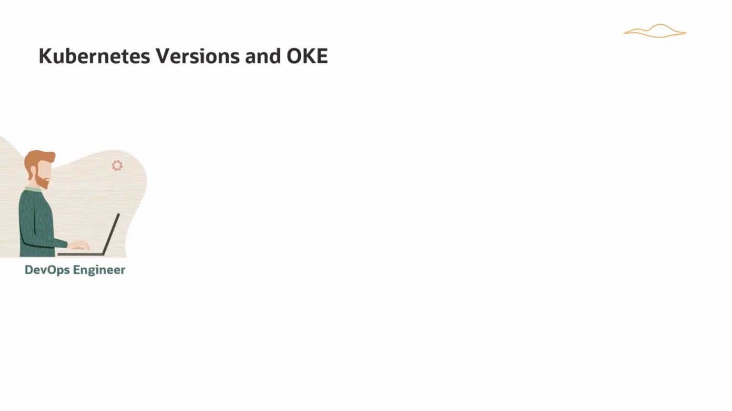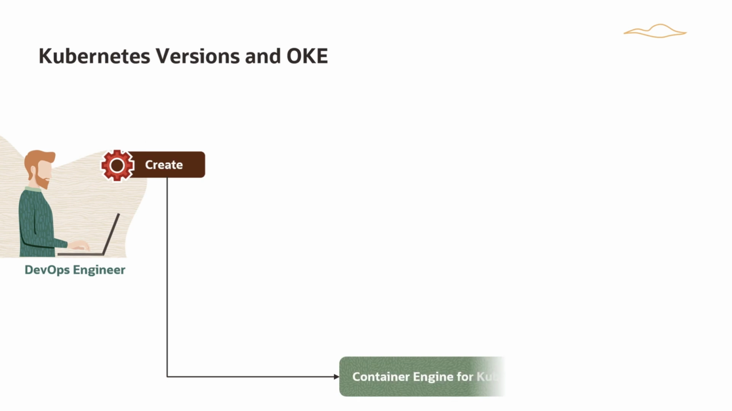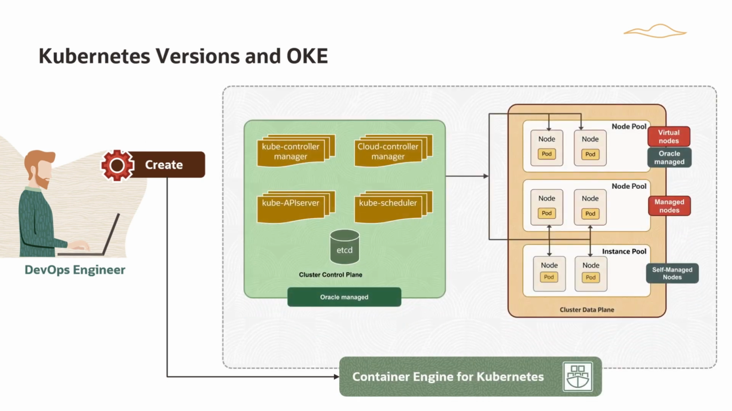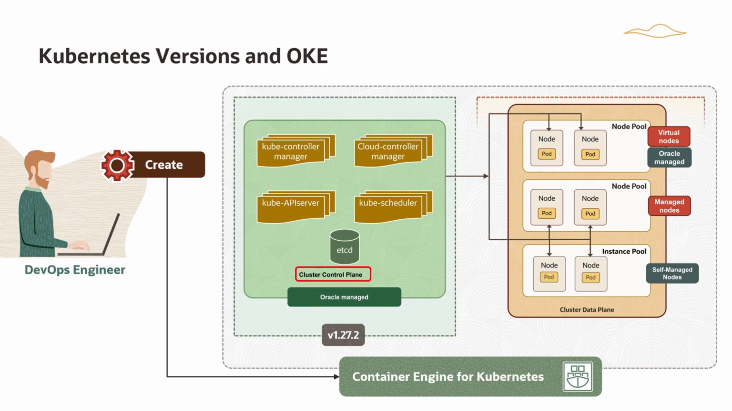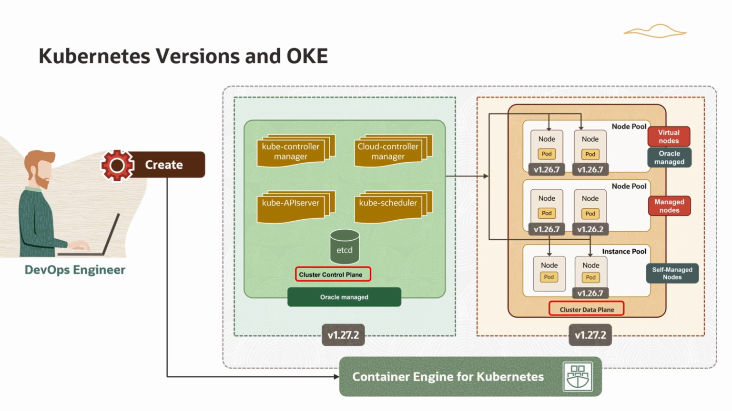When you create a new Kubernetes cluster by using Container Engine for Kubernetes, you have the flexibility to specify the version of Kubernetes for both the control plane nodes and the worker nodes in the cluster data plane. Notably, within a single node pool, you can even have different worker nodes running different versions of Kubernetes. Additionally, if your cluster comprises multiple node pools, each node pool can operate on its own distinct version of Kubernetes. Let's explore these customization options further.